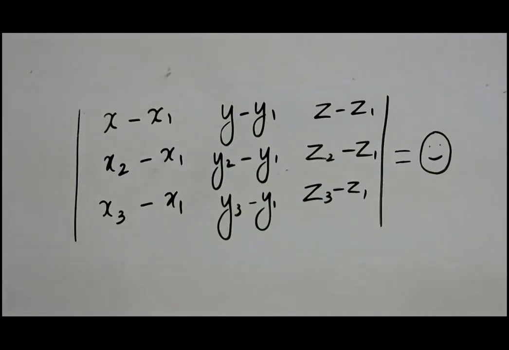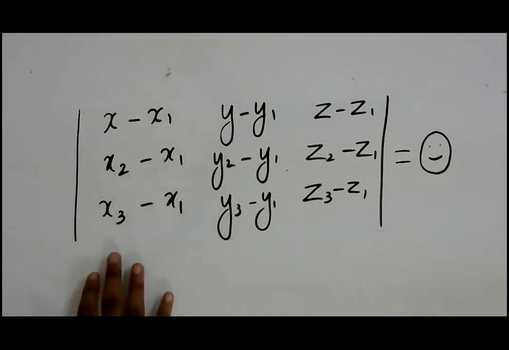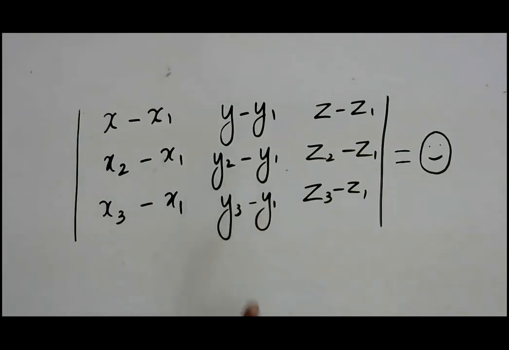On eliminating A, B, and C, we can express them in the following determinant form. That is x minus x1, x2 minus x1, x3 minus x1; y minus y1, y2 minus y1, y3 minus y1; and the last column is z minus z1, z2 minus z1, z3 minus z1. This whole determinant equals 0. So we can just substitute the values of the points.